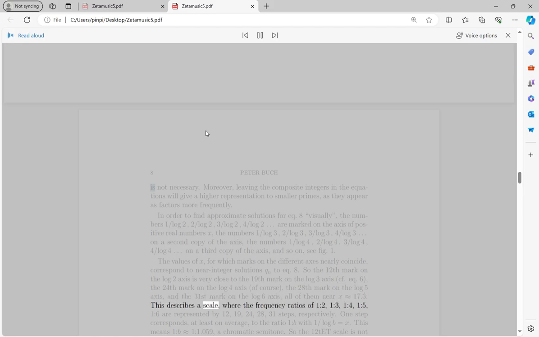This describes a scale where the frequency ratios of 1 to 2, 1 to 3, 1 to 4, 1 to 5, 1 to 6 are represented by 12, 19, 24, 28, 31 steps, respectively. One step corresponds, at least on average, to the ratio 1:b with 1/log b equals x. This means 1:b is almost equal to 1:1.059, a chromatic semitone. So the 12-TET scale is not only based on a solution of EQ3, but also on a solution of equation system 8.